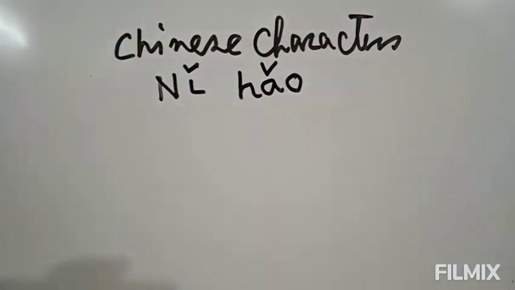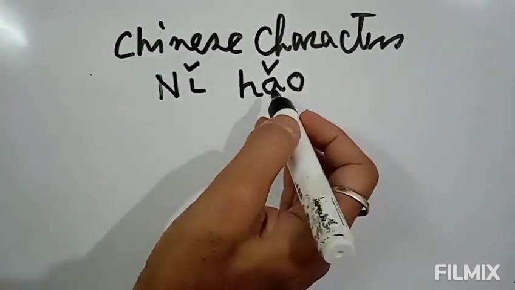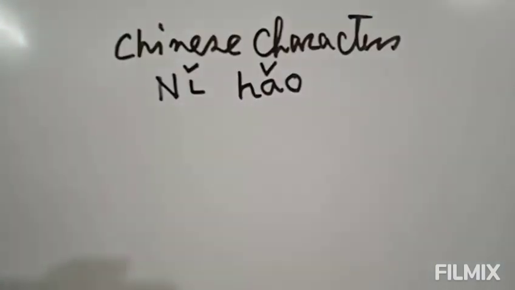Pronunciation is ni hao, ni hao. This is the third tone, which has been used on the vowels I and A. But in Chinese grammar, when two third tones come side by side, the first third tone will actually be pronounced as a second tone.